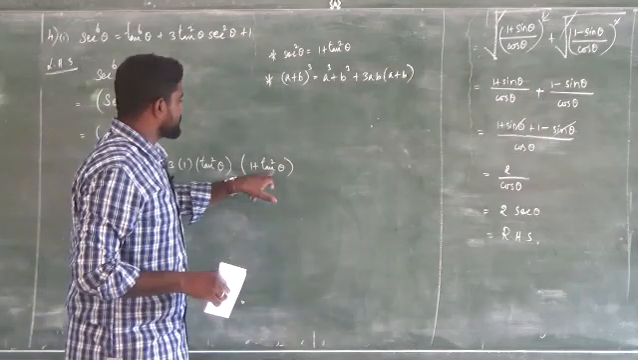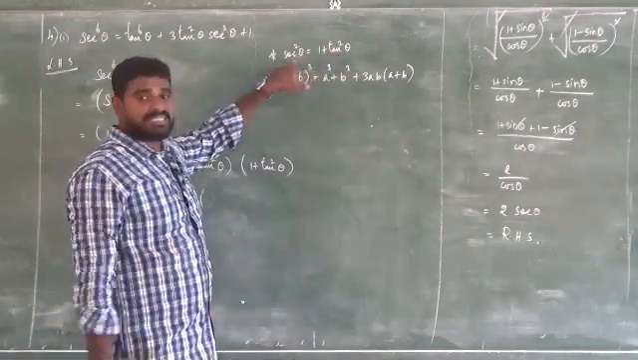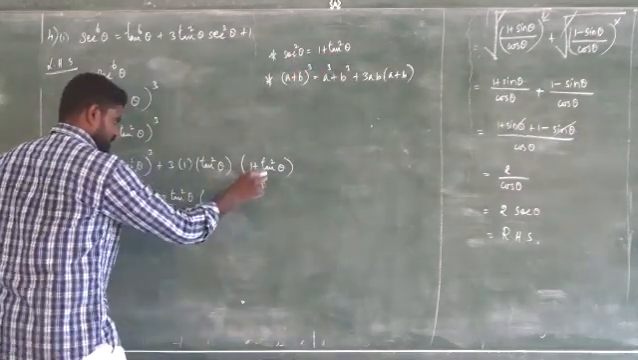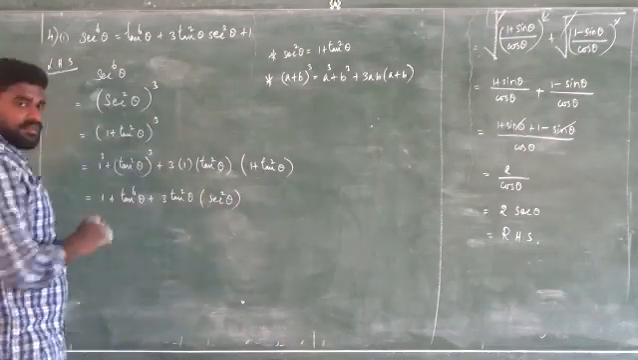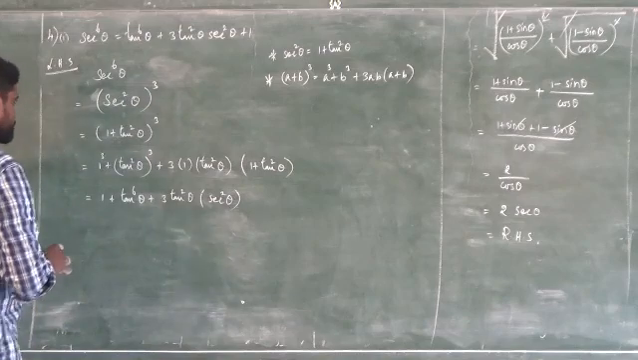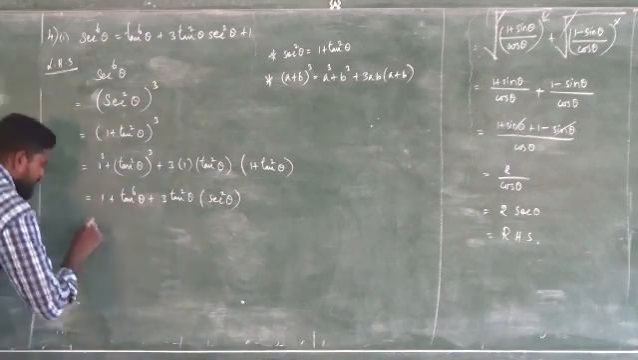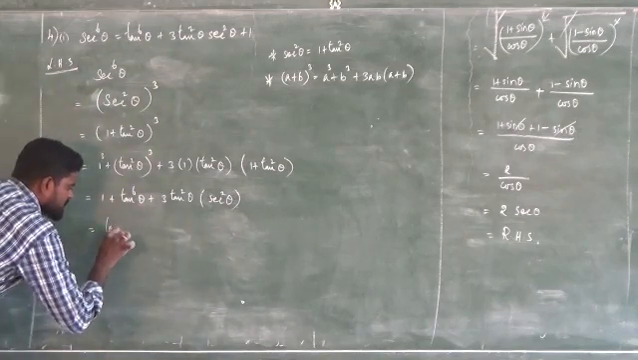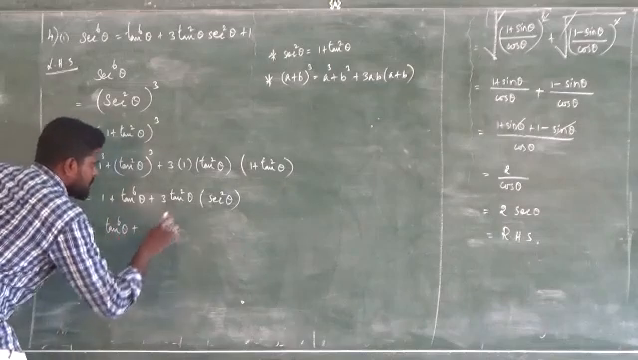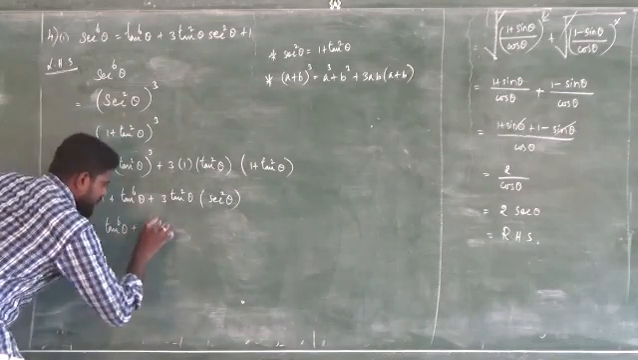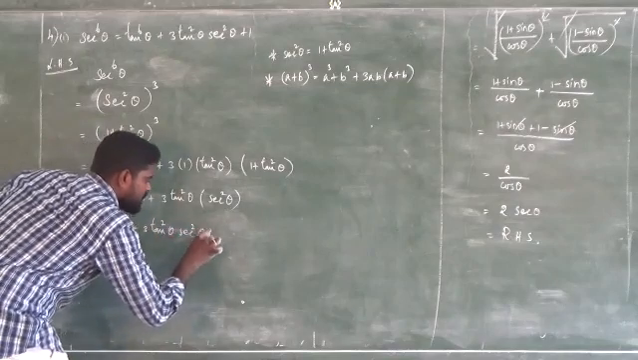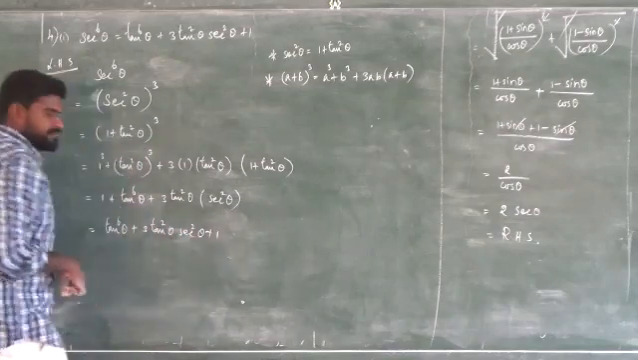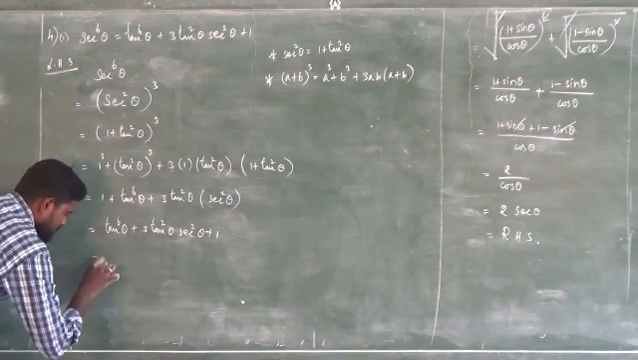Again 1 plus tan square theta can be written as secant square theta. So instead of 1 plus tan square theta, I am going to write it as 3 secant square theta. So that's all. Rearrange, it is tan power 6 theta plus 3 tan square theta secant square theta plus the constant is 1. So that is the RHS.